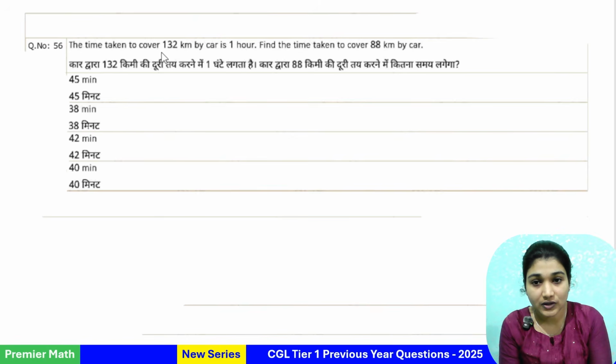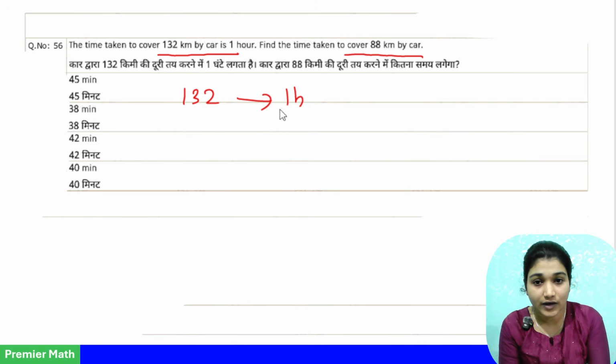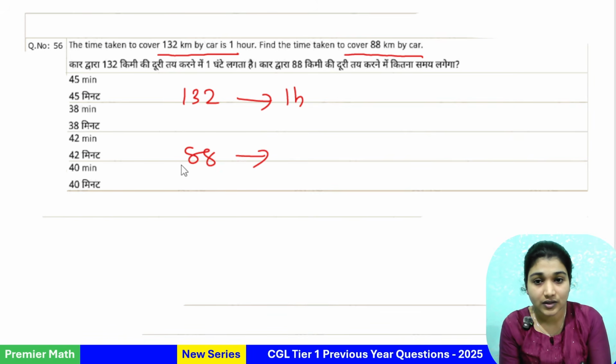The time taken to cover 132 km by car is 1 hour. Find the time taken to cover 88 km by car. Here 132 km covered in 1 hour. Then 88 km covered in, here 44 goes 2 times in 88 and 3 times in 132, which means 3 km covered in 1 hour.